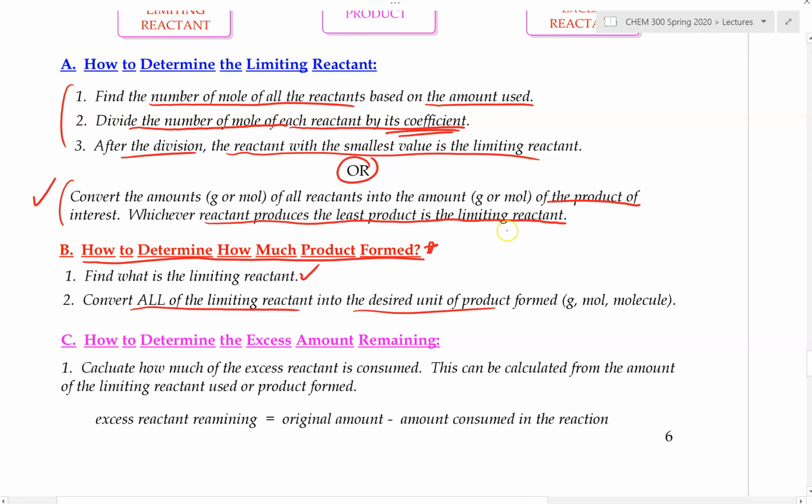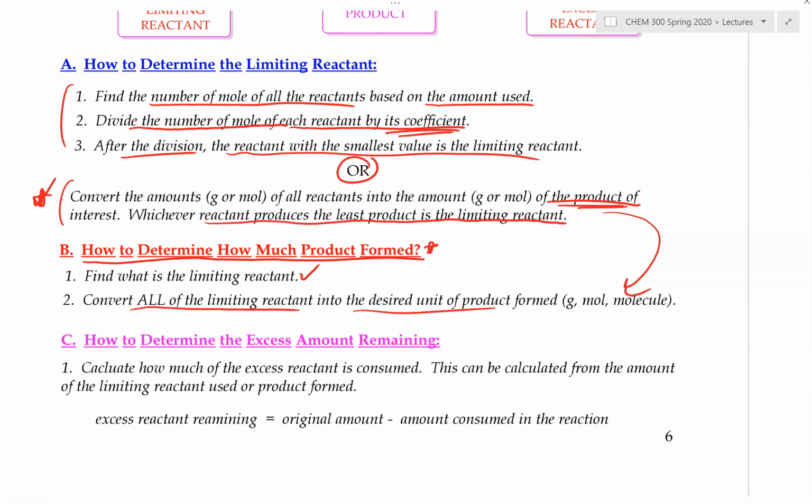Now, earlier I mentioned this part right here. This method is a method of choice. The reason is as follows: as we do all of this work above, we calculate what is the smallest amount of product that can be produced. Then that smallest amount of product would also be the answer to this question right here as well. So that's why this method basically answers two things in one step.